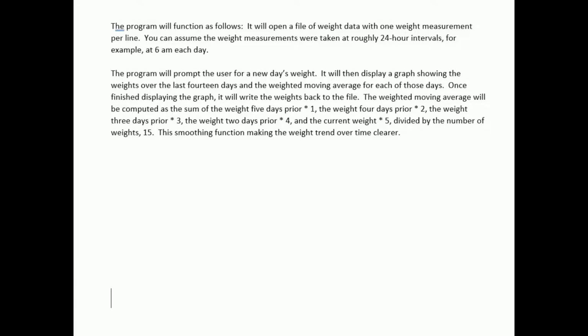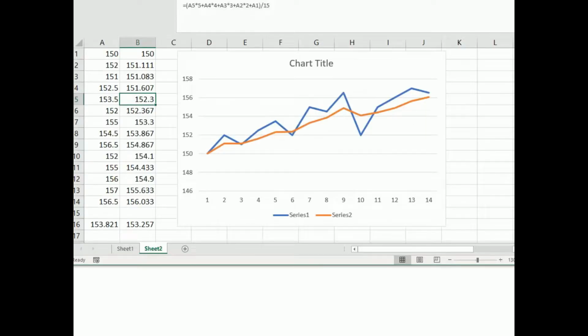Your friend has a feature-rich solution in mind, but you've narrowed it down to something much simpler as a starting point. The program will function as follows. It will open a file of weight data with one weight measurement per line. You can assume the weight measurements were taken at roughly 24-hour intervals, for example, at 6 a.m. each day. The program will prompt the user for a new day's weight. It will then display a graph showing the weights over the last 14 days and the weighted moving average for each of those days. Once finished displaying the graph, it will write the weights back to the file.